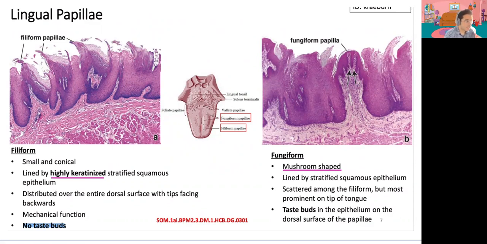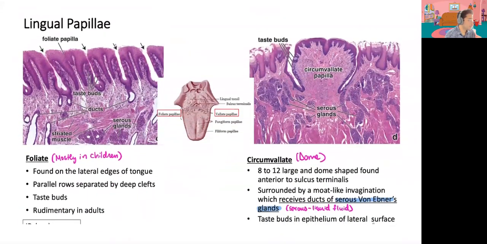Fungiform papillae. I like to think fungi because it's mushroom shaped, so that's how I kept it straight, and why I highlighted mushroom shaped. It's lined by stratified squamous epithelium, and this one actually has taste buds. It's found primarily on the anterior 2/3 of the tongue surface. So just keep that in mind.